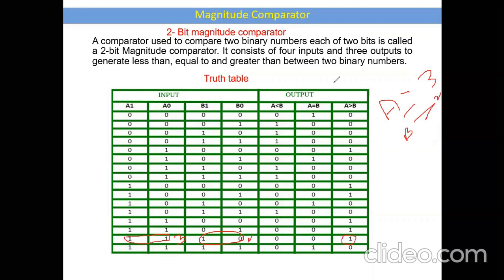We can consider one more example. For example, here consider this 0, 1. So 1. 1, 0 means 2. Okay. So A is equal to 1, B is equal to 2. We know A is less than B. So on the condition, A less than B is 1.